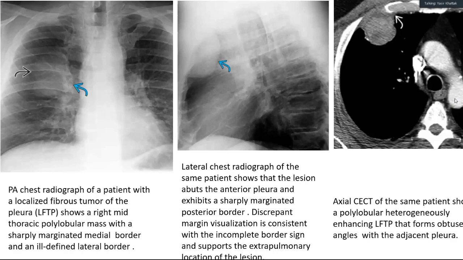I'll take the opportunity to explain this fibrous pleural tumor to you as well, because this can be shown in the exam. When you see a lateral chest radiograph or an AP radiograph where there is a well-defined margin to a lesion, and another margin is ill-defined, this is called a discrepant margin. A discrepant margin is a lesion which arises from the chest wall. And one of the most important differentials in such cases is a fibrous tumor of the pleura.